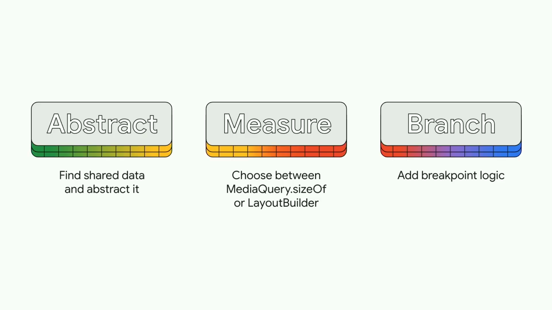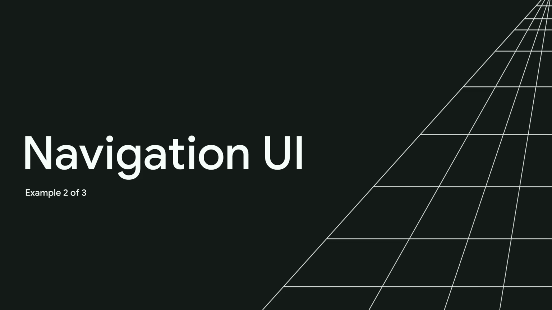Last, we added branching logic. We used material design layout guidelines to determine when we should switch between the widgets. And I think that was it. So with those steps figured out, let's apply them to the next example, navigation UI.